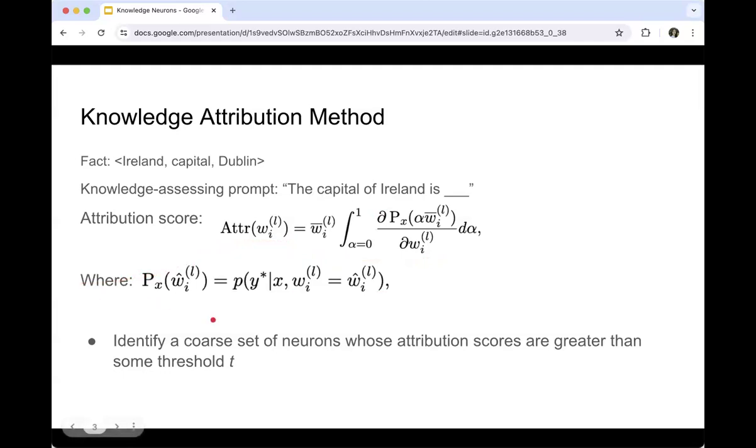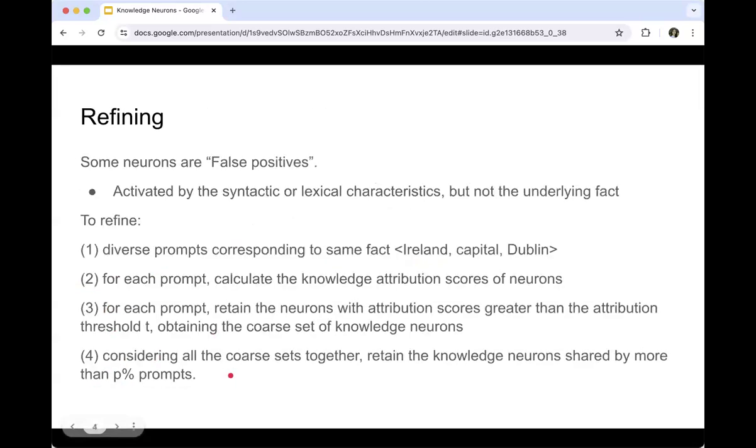To identify the knowledge neurons, we calculate the attribution scores and collect the neurons whose scores are greater than some threshold t. But if we're collecting the highest scoring neurons for one particular prompt, it's possible that some of these neurons are false positives. For example, they might be activated by the syntactic or lexical characteristics of that specific prompt, but not by the relational fact that's underlying the prompt.